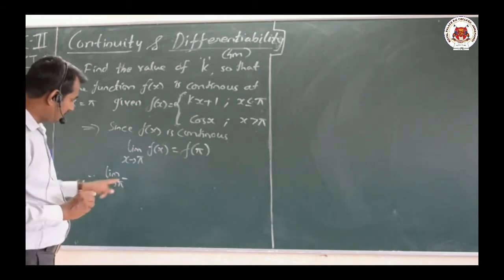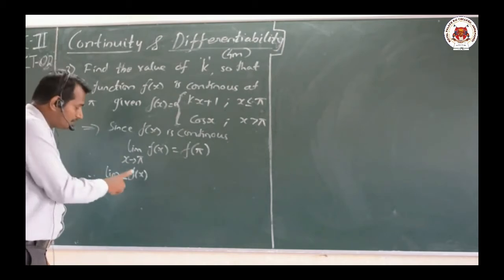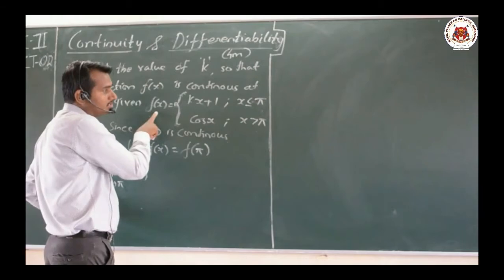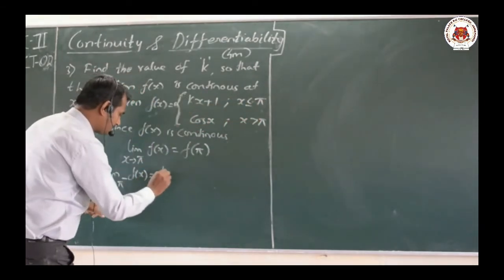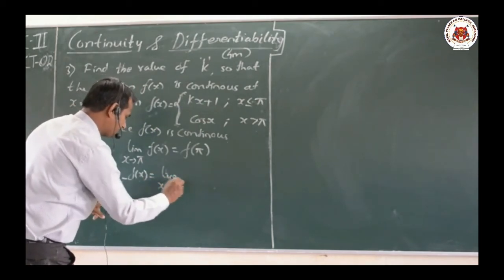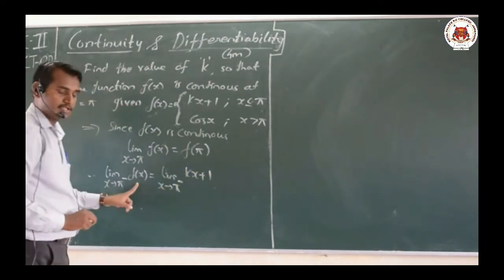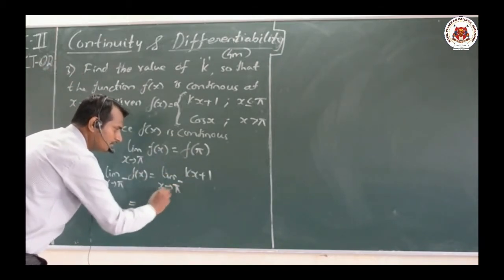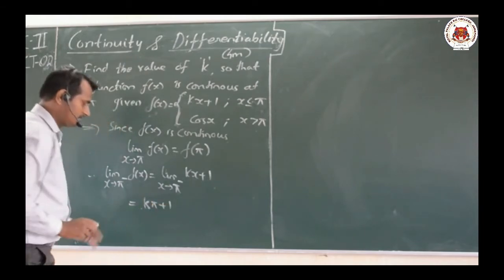So limit as x tends to pi minus means the left hand limit of the function f of x. Left hand limit means x should be less than pi, so what is the function here? Kx plus 1. That we shall substitute: limit as x tends to pi minus of kx plus 1. Now we substitute the limit, very simple. I will substitute pi here, and we get k pi plus 1. That is nothing but our left hand limit.